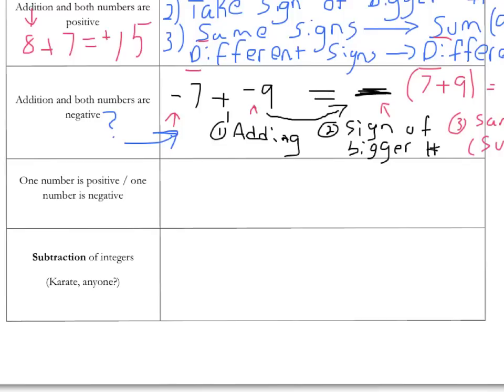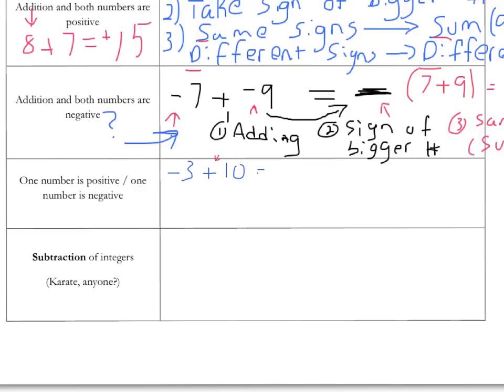For this next one, one number is positive and one number is negative. So let's do an example. Let's say I give you -3 plus 10. Now let's follow the steps. First of all, do we have addition? The answer to that is yes. So we can proceed to the next step.